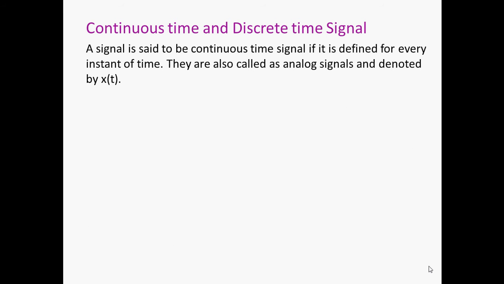Continuous time and discrete time signal. A signal is said to be continuous time signal if it is defined for every instant of time. They are also called analog signals and denoted by x of t, where t stands for continuous time, which is defined for every instant of time. Example: this is a signal where for every instant of time the signal is defined.